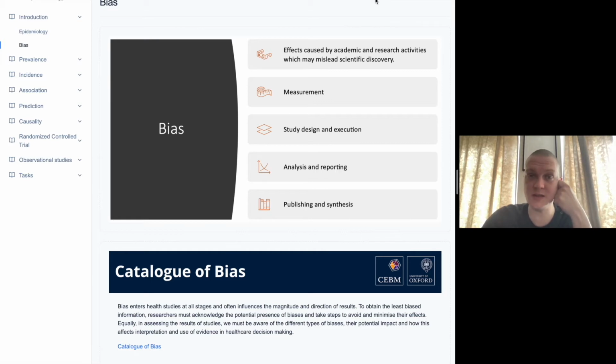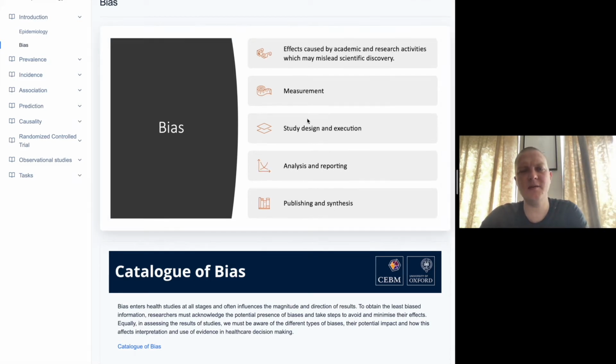We're not going to spend the time going through all types of biases that could occur because that would take forever. So I like to think of bias as effects caused by academic and research activities which may mislead scientific discovery. And they creep in everywhere. They creep in measurement, in the study design and execution, in the analysis and reporting, and the publishing and synthesis of results.